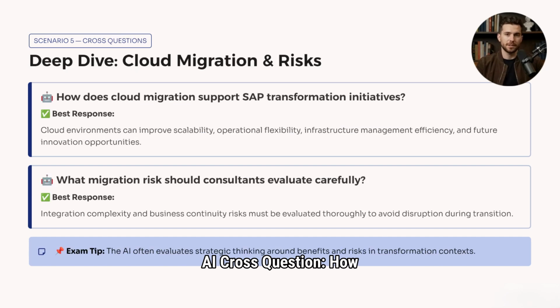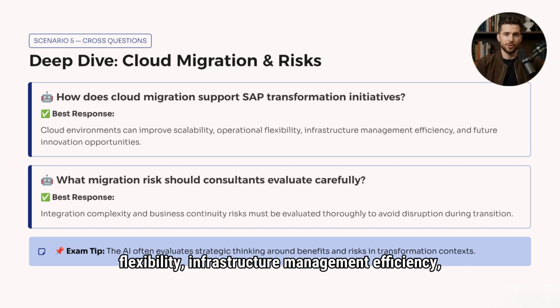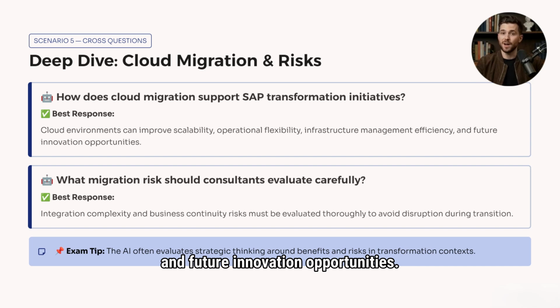AI cross-question: how does cloud migration support SAP transformation initiatives? Best response: cloud environments can improve scalability, operational flexibility, infrastructure management efficiency, and future innovation opportunities. AI cross-question: what migration risk should consultants evaluate carefully? Best response: integration complexity and business continuity risks must be evaluated thoroughly to avoid disruption during transition.